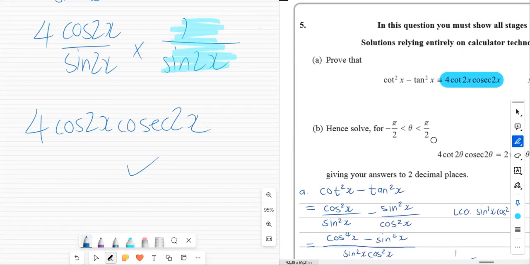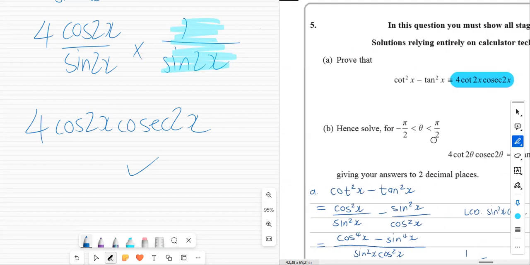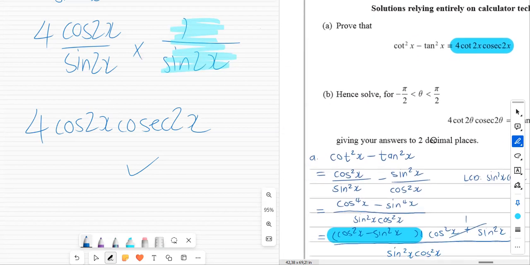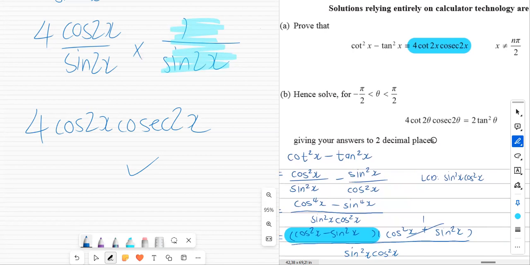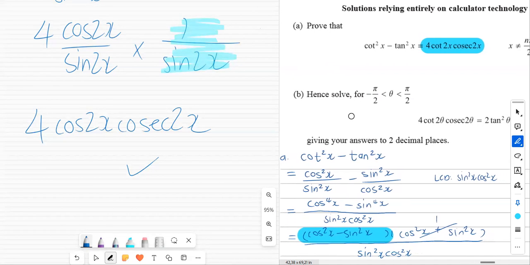Okay, B, now we've got that. So B says we want to solve for theta between minus pi over 2, which is, I guess, pi over 2, that's 90, and pi over 2. So between minus 90 and 90.